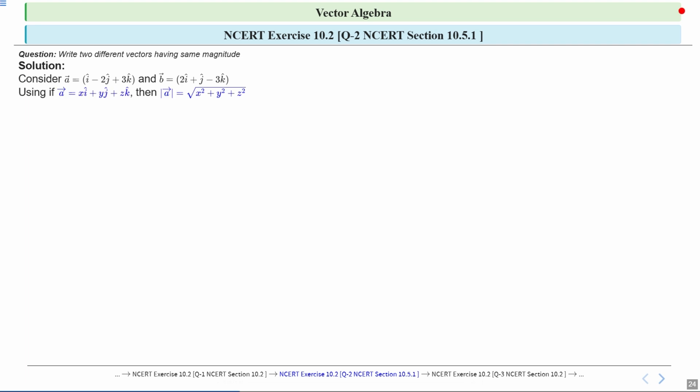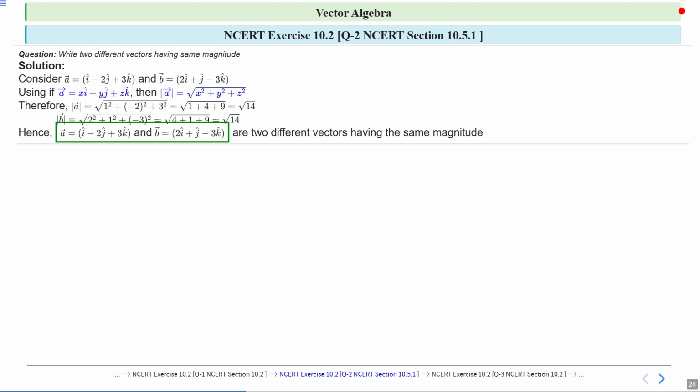Now using, if A vector is equal to x i cap plus y j cap plus z k cap, then magnitude of A vector will be equal to root over x square plus y square plus z square. Therefore magnitude of A vector is equal to root over 1 square plus (minus 2) square plus 3 square, which is equal to root over 1 plus 4 plus 9, which is equal to root 14. Now magnitude of B vector is equal to root over 2 square plus 1 square plus (minus 3) square, right? And it will be equal to root over 4 plus 1 plus 9, which is equal to root 14.